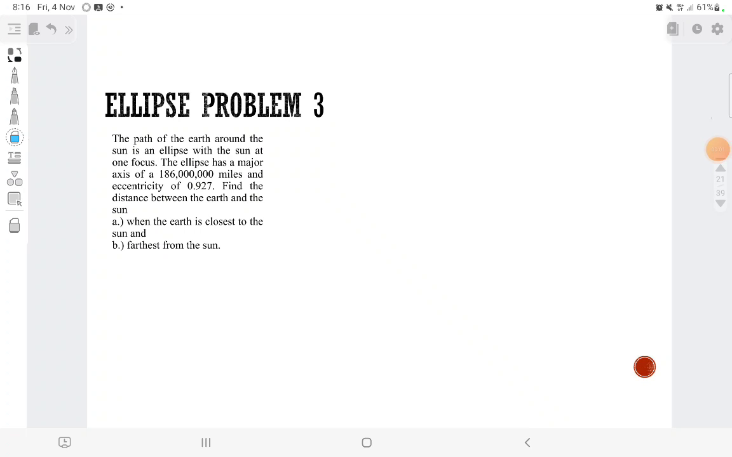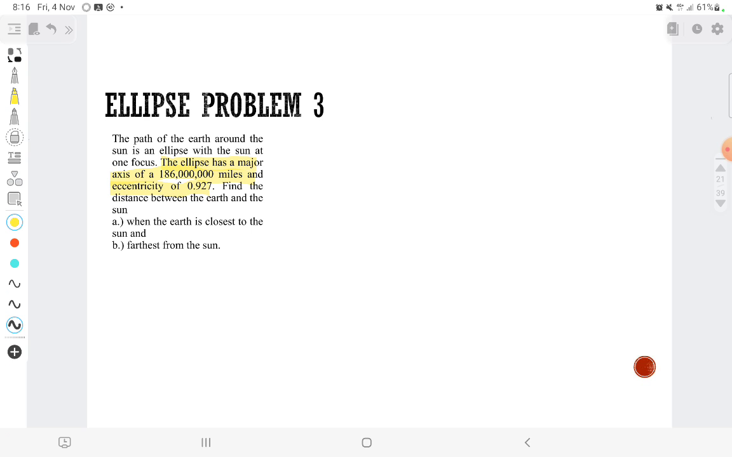Now let's have our problem number 3. The path of the Earth around the Sun is an ellipse with the Sun at one focus. The ellipse has a major axis of 186,000 miles and an eccentricity of 0.927. Find the distance between the Earth and the Sun when the Earth is closest to the Sun and farthest from the Sun.